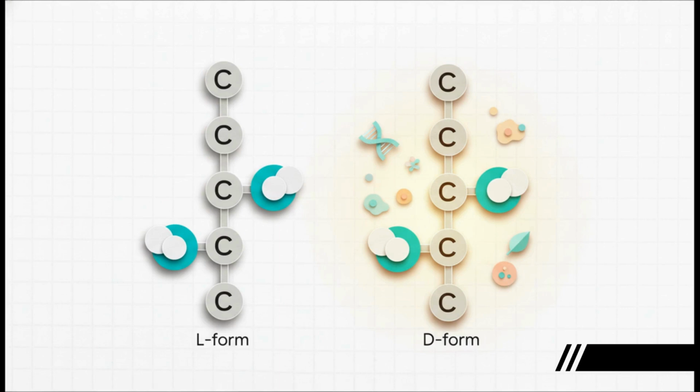If it's on the left, it's the L form. And here's the golden tip for CUET. Almost every biologically important sugar, the ones in our bodies, they are all in the D form.